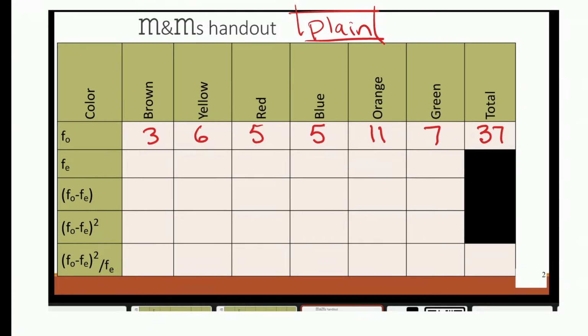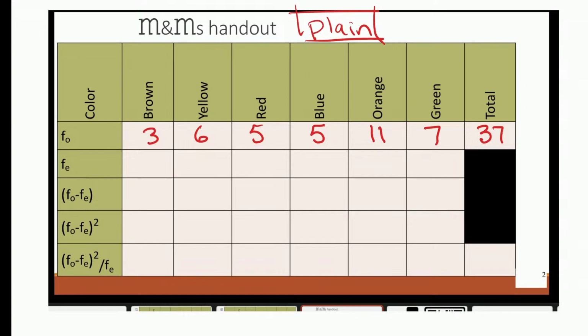Now here we have a situation where if you have peanut M&Ms, technically you aren't allowed to use chi-squared if you have any zeros. But we're going to ignore that. I know it's kind of rude of me, but I'm going to ignore that little fact. You're not supposed to use chi-squared under certain circumstances, and one of those is if there are zeros. But we'll ignore it for now. It's okay.